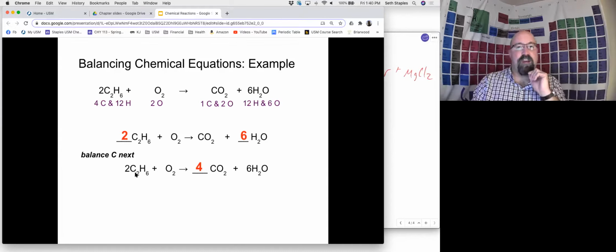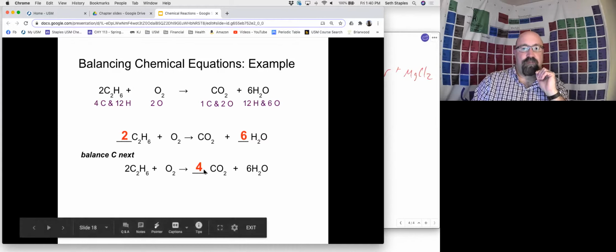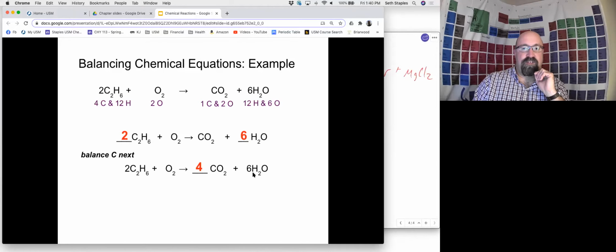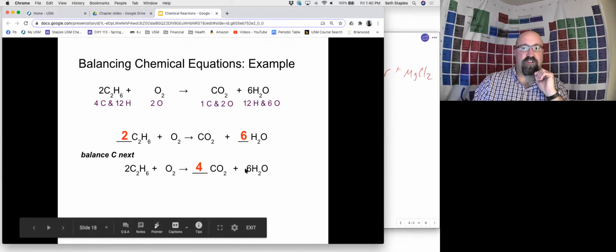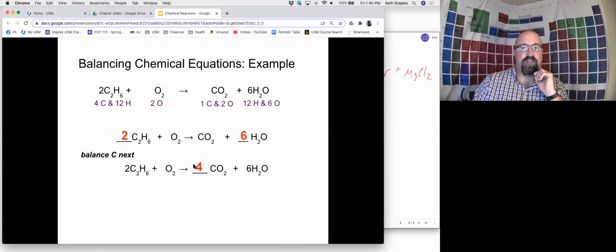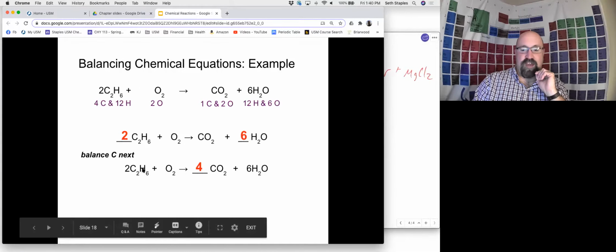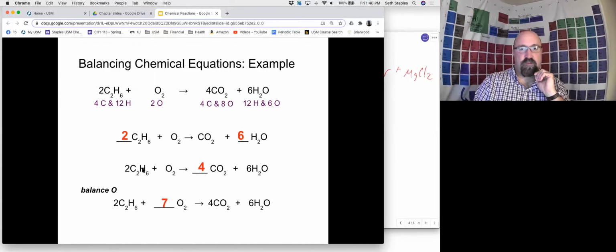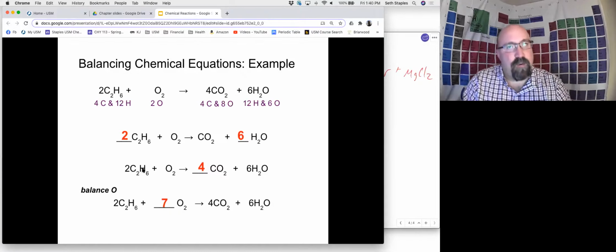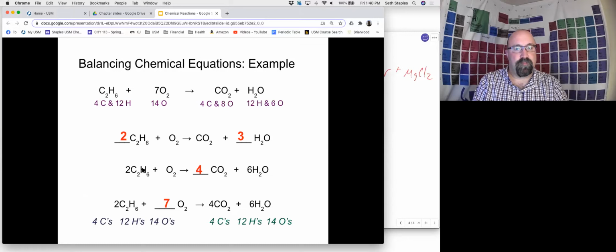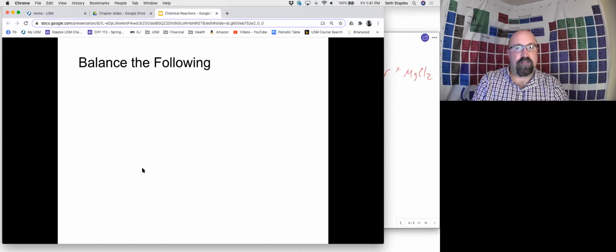Now, finally, we can take care of our oxygens. We have 4 CO2s, so that's 8 oxygens here. We have 6 H2O, so that's an additional 6 oxygens. So we have a total of 14 oxygens on our product side. In order to get 14 oxygens on our reactant side, we need 7 O2s. Now we have a balanced equation. Count everything up. We have the same number of each type of atom on both sides of the equation. That's our ultimate goal.